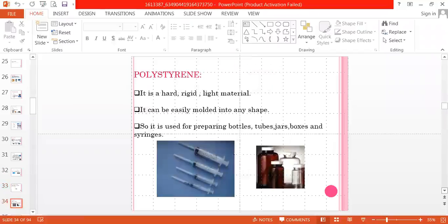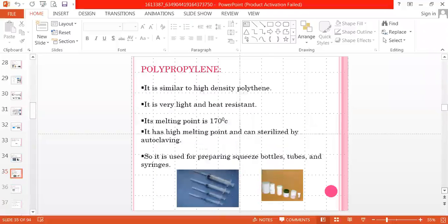Then polystyrene is there. It is a hard, rigid as well as light material. It can be easily molded into any shape. It is used for the preparation of bottles, tubes, jars, boxes and syringes. So they are called polystyrenes.